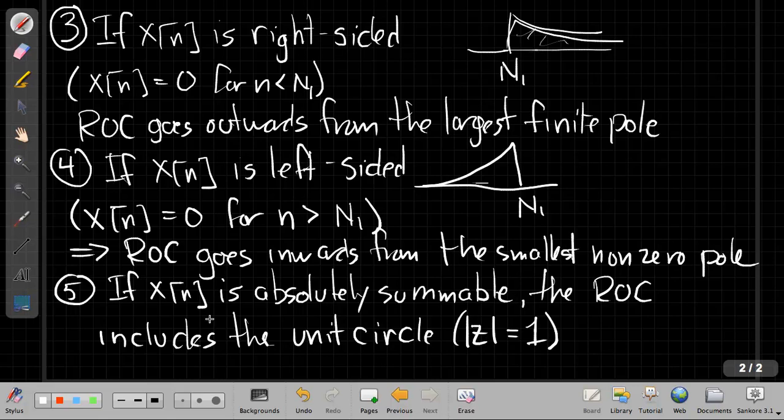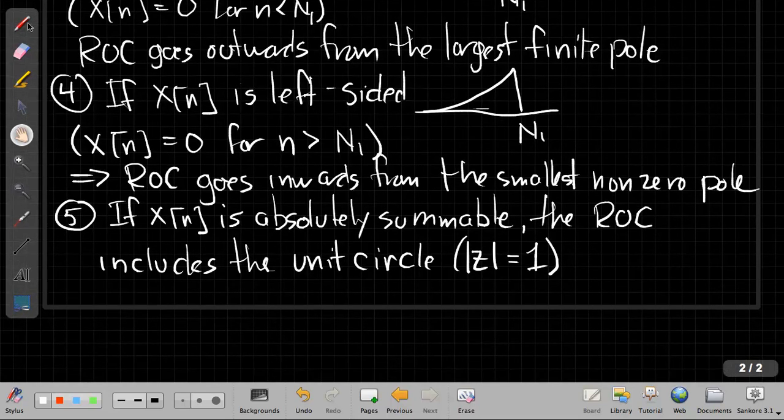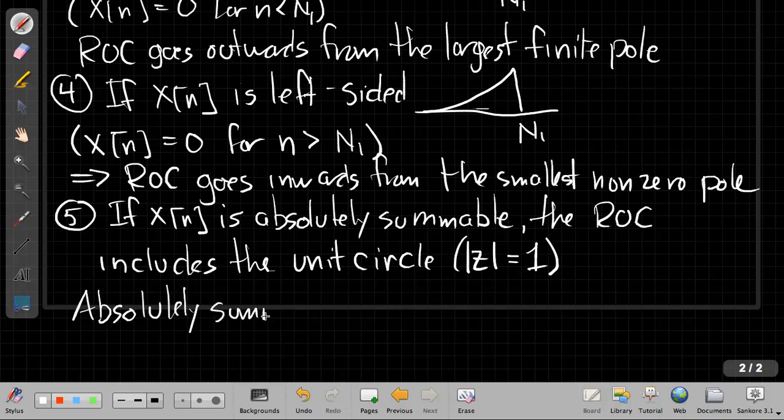So there's actually a three-way connection here. Let me scroll up just a little and put that on. So three equivalent conditions: saying something is absolutely summable is equivalent to saying the discrete-time Fourier transform exists.